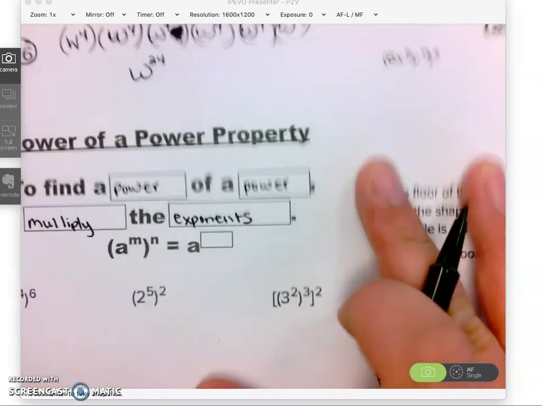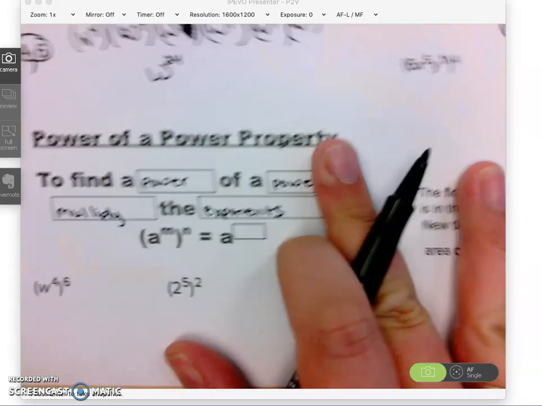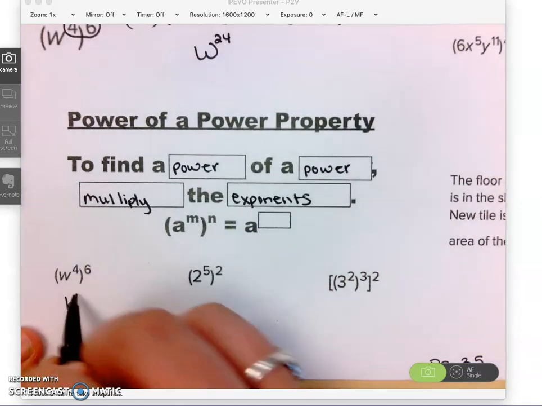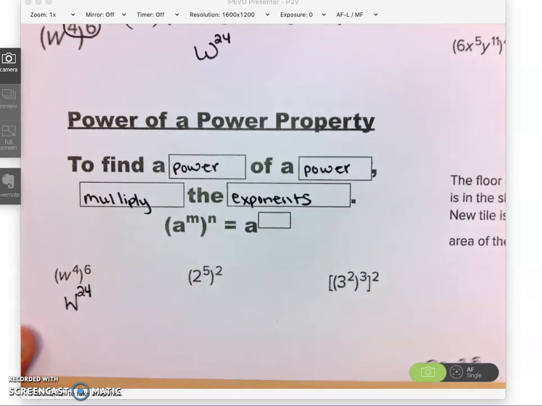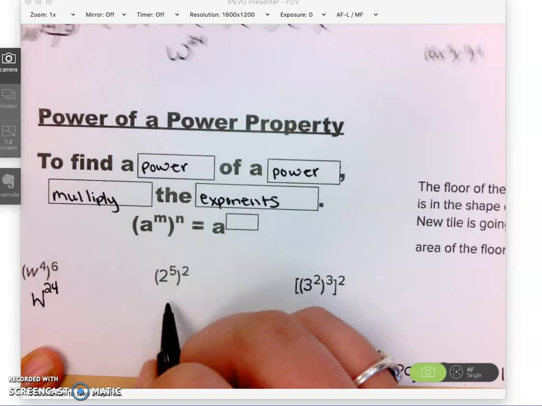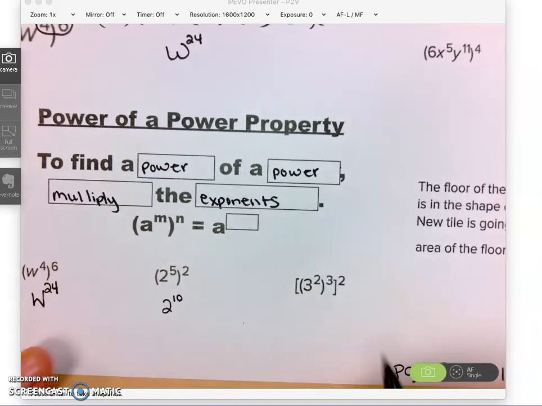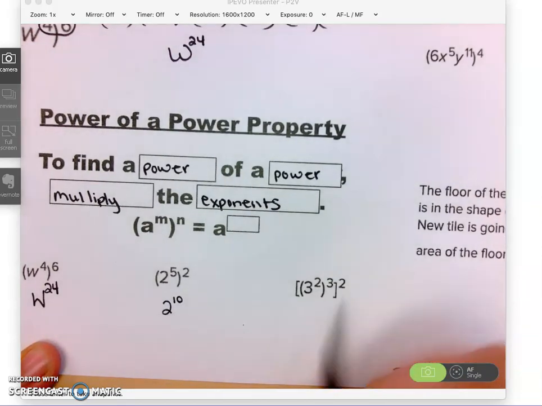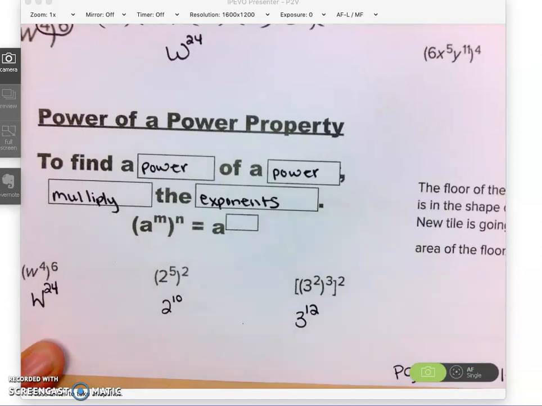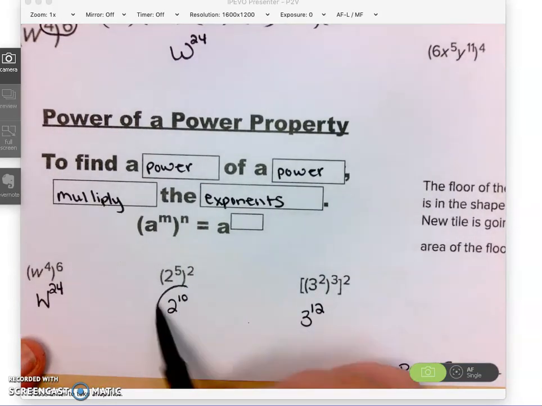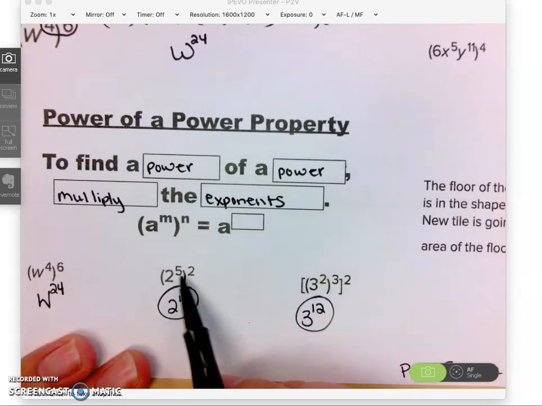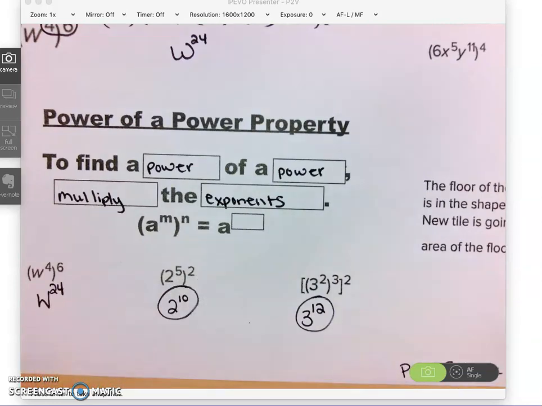If you have a power, meaning here is a power, here is a power raised to a power, I can just multiply the powers together to get 24. Same with this. 5 times 2, so 2 to the 10th power. Now here, 2 times 3 times 2. We're going to do all of that. 2 times 3 is 6, times 2 is 12, so 3 to the 12th power. I'm just going to rewrite these as powers because these are pretty big numbers that we don't need to write out. I just want you to know that you can multiply those powers. You have a power to a power, you multiply their exponents.